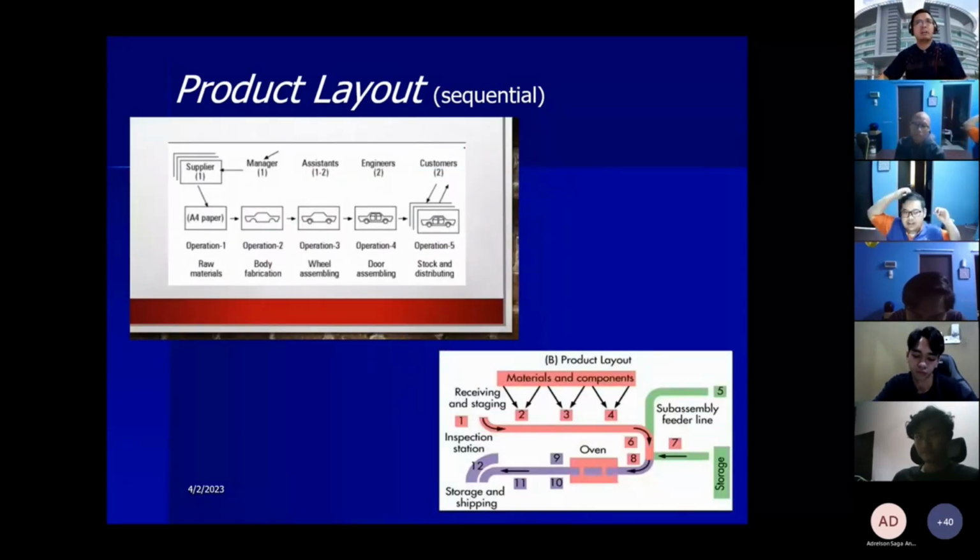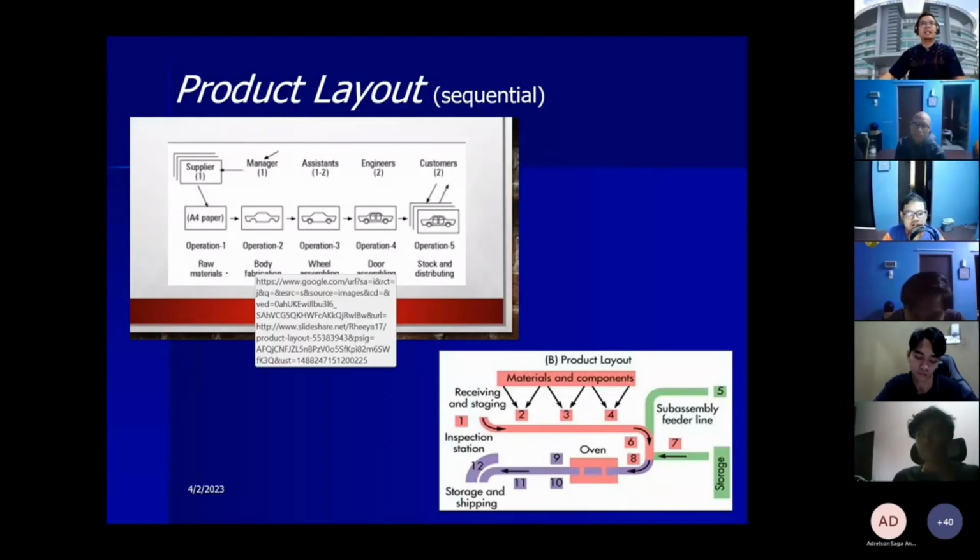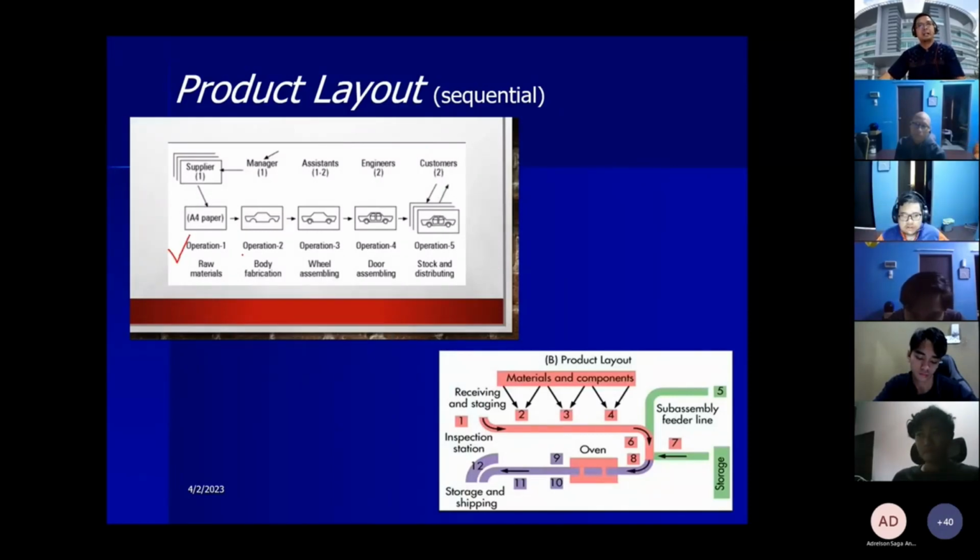And look at the sequence. It goes like this. Operation number one, raw material. Operation number two, body fabrication, wheel assembly, door assembly, stock distributing. The operator will be here, some operators doing fabrication of the body here. There might be one or two operators performing repetitive job tasks every day.